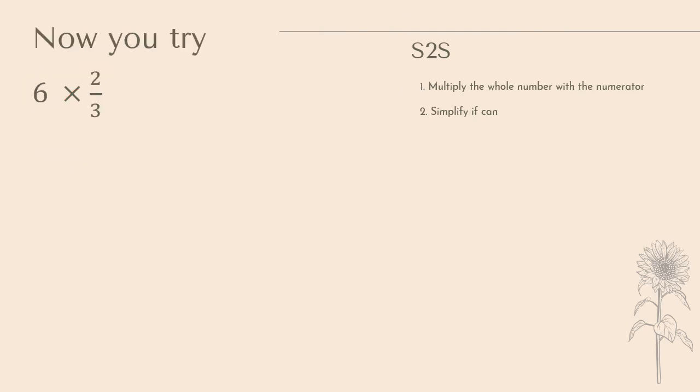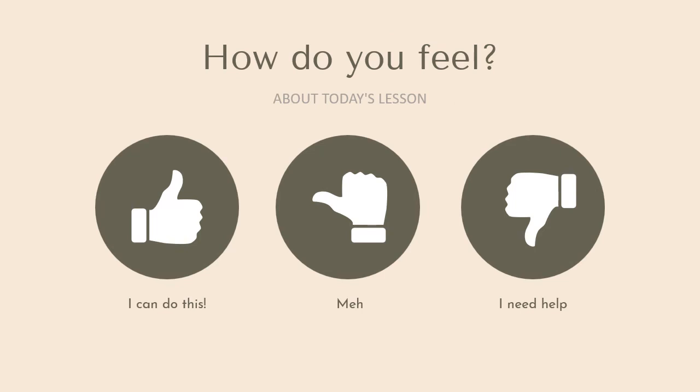Now it's time for you to try. I'm not going to give you another example because today's lesson is pretty straightforward and pretty easy. So I'm just going to let you try them by yourself. Take a piece of paper with a pen or a pencil, or your mini whiteboards with your marker pens, and follow the S to S. How do you feel about today's lesson? Is it thumbs up, thumbs down, or so-so? If you are having a hard time, or you find it difficult to understand or grasp today's lesson objective, you can always contact me privately on my WhatsApp.